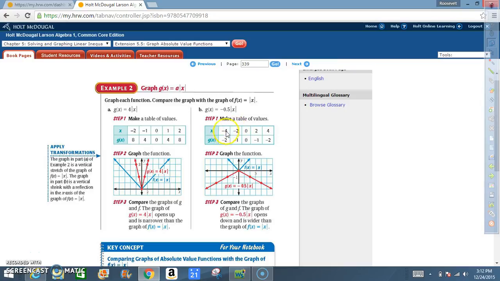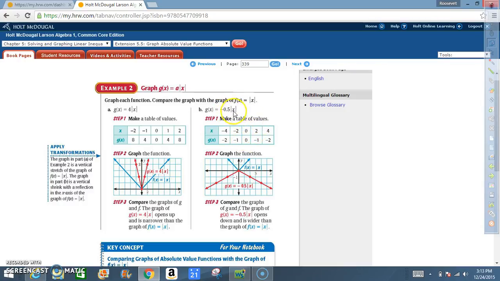Okay, when I plug in a negative 4, I get the absolute value of a negative 4. That's going to be a positive 4. Then I get a positive 4 times a negative 0.5 or times 1/2, and that's going to give me a negative 2. Now I plug in negative 2. Absolute value of a negative 2 is a positive 2. I'm multiplying that by negative 0.5, so it's going to give me a negative 1. Next, I put in 0. Absolute value of 0 is 0. A negative 0.5 times 0 will give me 0.